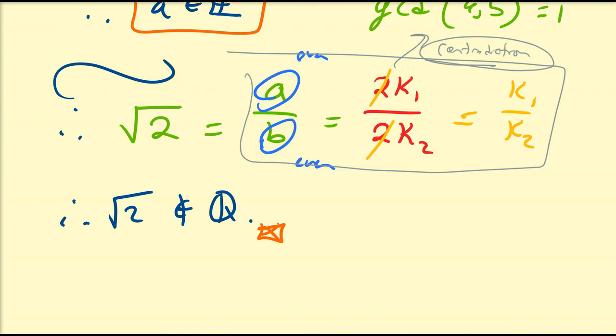And you can do this for, say, the proof that the square root of 3, square root of 5, square root of 7, square root of 8 are not rational numbers as well. And we'll get to a more generalized version of this later.